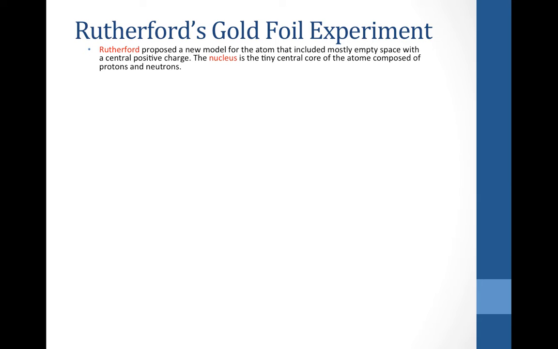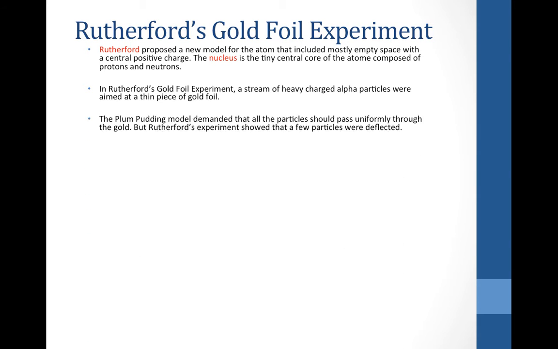Rutherford proposed a new model of the atom that included mostly empty space and a central positive charge. The nucleus is the tiny central core of the atom, composed of protons and neutrons. In Rutherford's gold foil experiment, a stream of heavy charged particles was aimed at a thin piece of gold foil. The plum pudding model demanded that all the particles should pass uniformly through the gold. But Rutherford's experiment showed that a few particles were deflected.